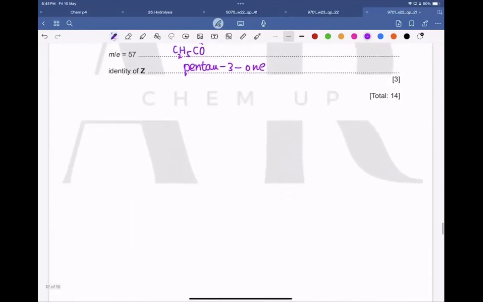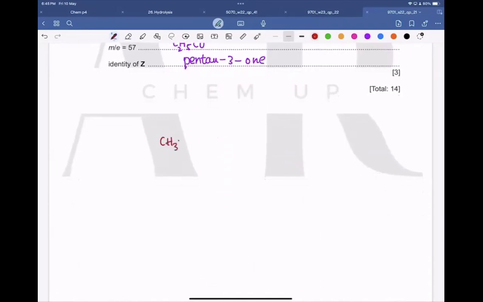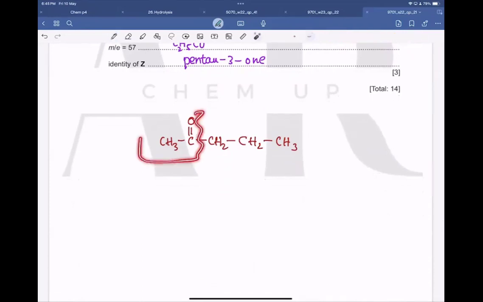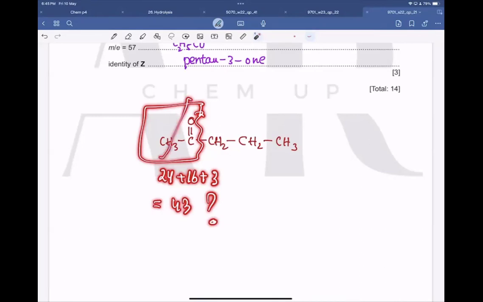Okay. Now, one more thing. If a student assumes that the ketone is over here, CH3 and so on, and breaks it from here, there are two carbons making the mass 24, one oxygen which is 16, and three hydrogens. What would be the total mass? 43. Are we getting a fragment of 43? No. So that fragmentation would be wrong.